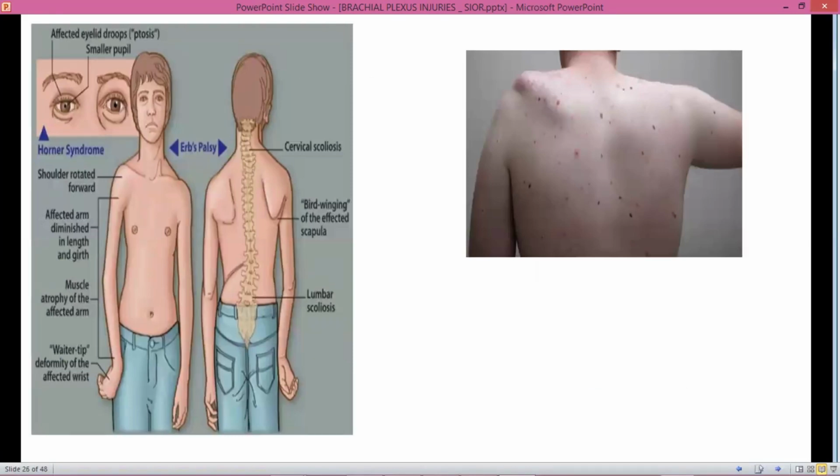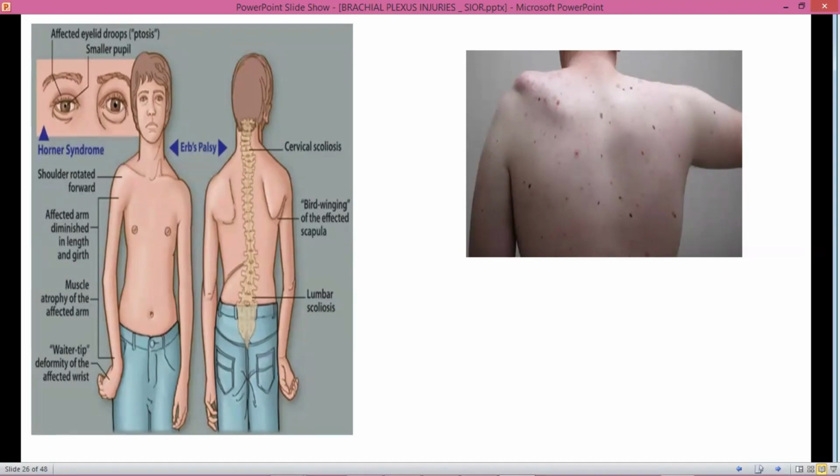Now, there are two images given here. The second image is the clinical picture of an Erb's palsy, and the first image shows the signs and symptoms you see in an Erb's palsy. If it's preganglionic, you'll see Horner's syndrome, ptosis, and miosis. The shoulder will be rotated forward. The affected arm will be diminished in length and girth, with wasting or atrophy. Since there's loss of wrist extension, the patient's wrist will be flexed, so it looks like a waiter's tip hand.